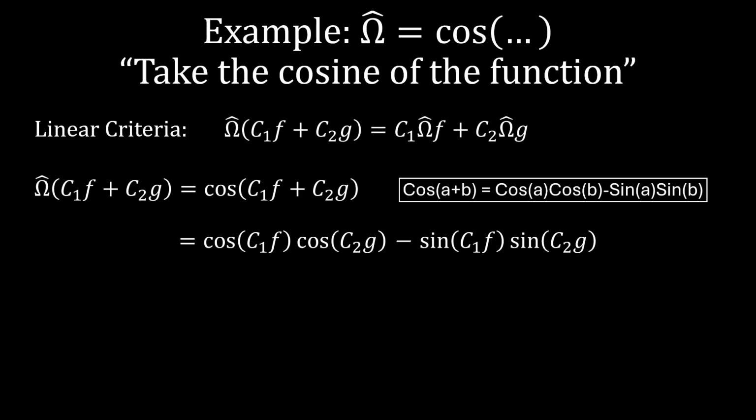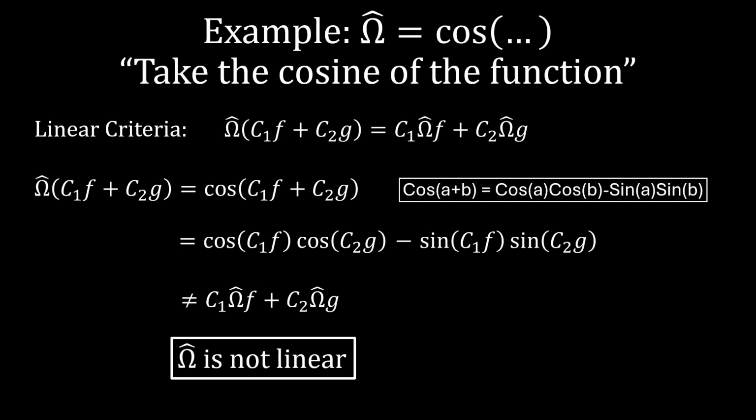And from here, we know that there's nothing we're going to be able to do to turn these sines into cosines. So we're never going to be able to fully rewrite it in terms of omega. So we could safely say that this does not equal c1 omega f plus c2 omega g. There's just no way we're going to get it in that form. So we could safely say that the cosine operator is not a linear operator.